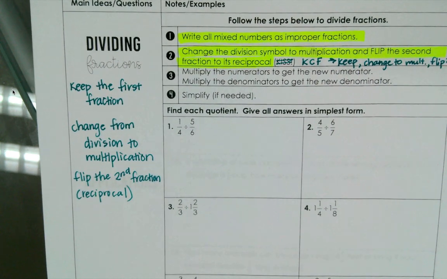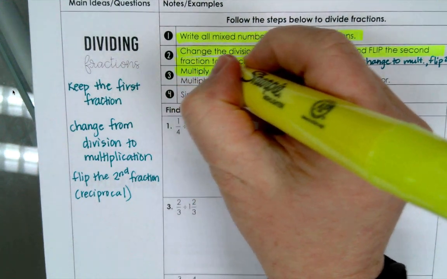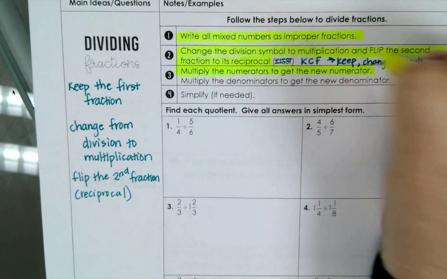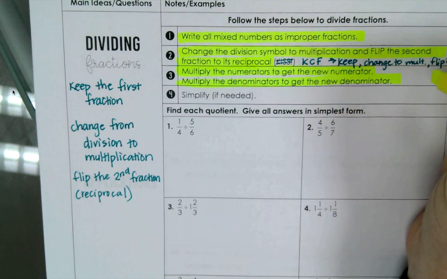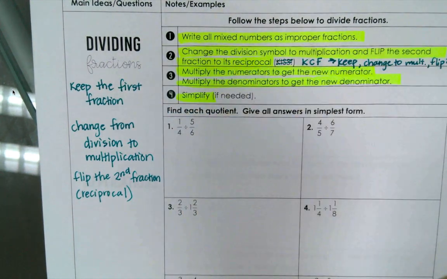So then after you keep, change, flip, we're going to multiply the numerators to get the new numerator, and then multiply the denominators to get the new denominator, and then simplify if needed. Okay, you may not always. We talked about when we were multiplying fractions, a way to avoid having to simplify when we cross-simplify before we actually multiply, and that also saved us some time as well. Again, you can choose to do it whichever way you feel more comfortable doing.